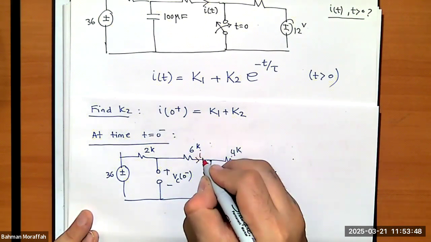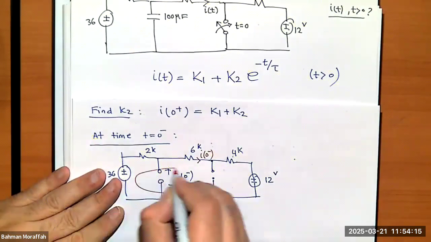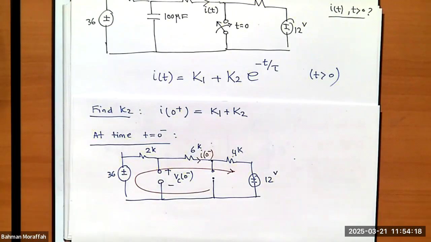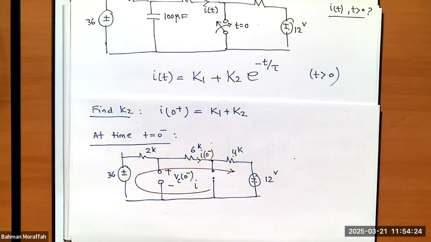Do I even care about this I at time 0 negative? No, because I do know I at time 0 negative is not the same as I at time 0 plus. So I don't even care. I'm not even going to compute it. Well, I am, just to show it to you, but I don't need to compute it, right? So how do we find this VC? Well, let's just write a KVL, right? I can write a KVL over here. Let's just call this current I, which I know is exactly I at time 0 negative.